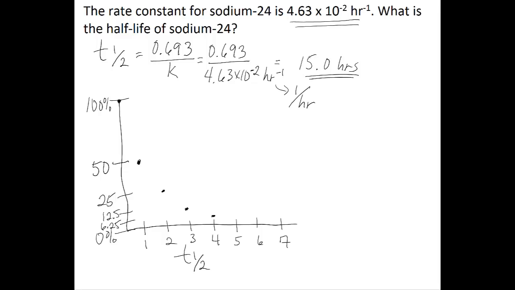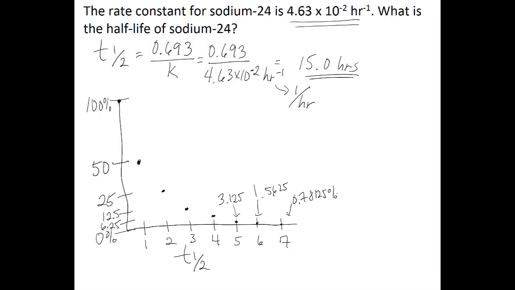At 5 half-lives, you're getting really small. So the y-axis there, because I'm running out of room, is actually 3.125. So that's half of 6.25. And then at 6 half-lives, you only have 1.5625 left. And at 7, you only have 0.78125% of your original sample remaining.